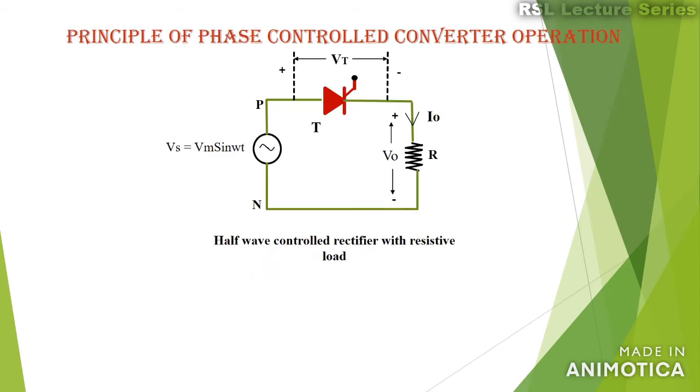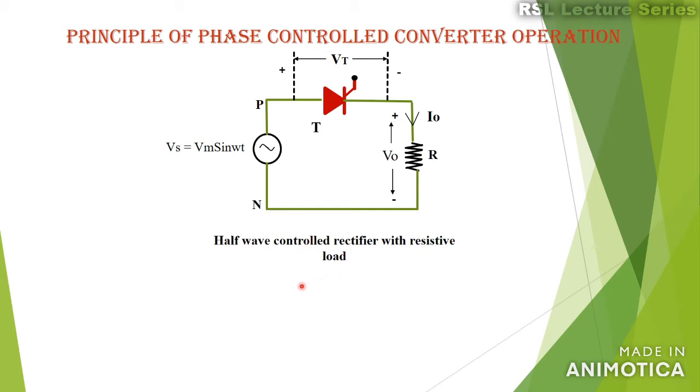Now we'll discuss the principle of operation. For understanding the principle of operation, we are considering a half wave controlled rectifier with resistive load. Here the resistive load is assumed to be a pure resistive load, and Vs is the single phase AC supply voltage given by Vm sin omega t. Vm is the peak value or maximum value of the supply voltage. Here T is the thyristor. In general, thyristors are used in the phase controlled converters, and Vt is the voltage drop across the thyristor. For understanding the principle, we don't consider the voltage drop across the thyristor.